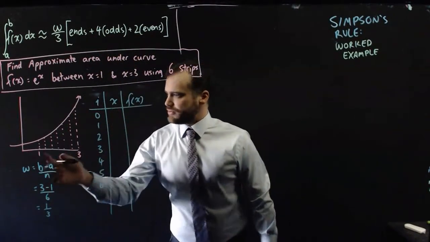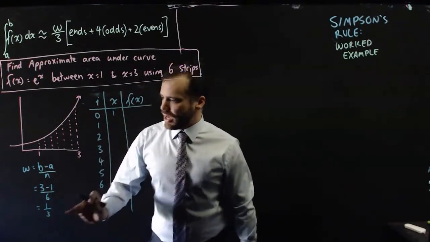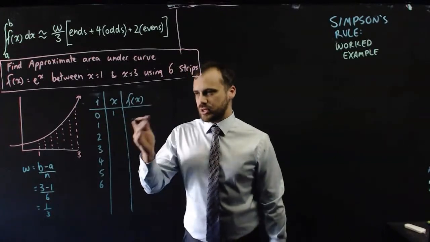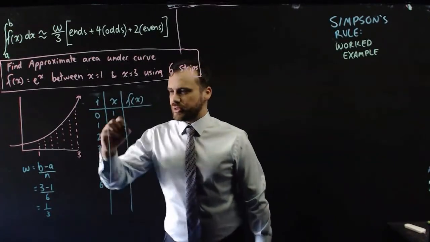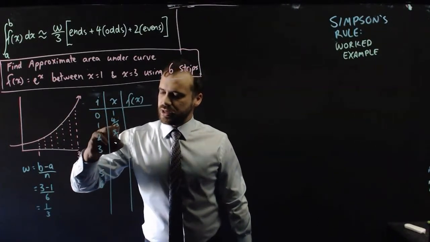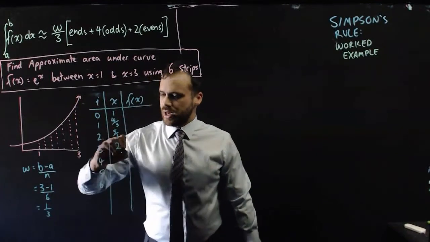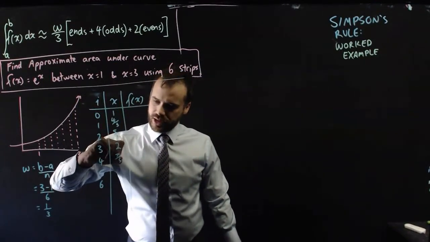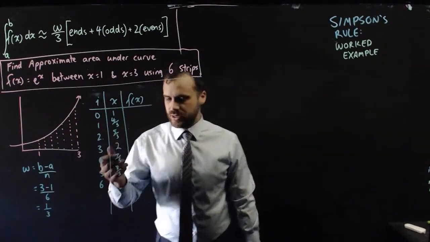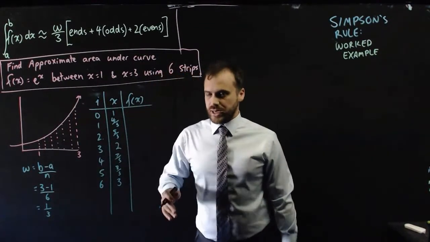Okay, now our x values. We start off with our first x value, which we know, and then we add on the value of a strip width. So the next one's going to be 1 1/3, which is the same as 4 over 3. This one's going to be 5 over 3. This one's going to be 6 over 3, which is the same as 2. And then we have 7 over 3, 8 over 3, and 9 over 3, which is the same as 3. There's all our x values.